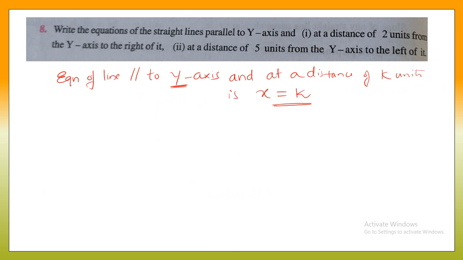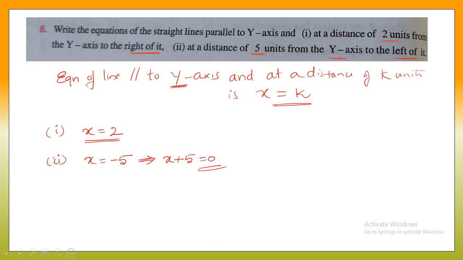So if it is on the right side, you need to consider k as positive. If it is on the left side, then you need to consider k as negative, right? So for the first bit, you can directly say the answer. What is the answer? x is equal to 2, because at a distance of 2 units to the right. So the answer is x is equal to 2. Next, coming to the second bit, left of the y-axis at a distance of 5 units, that means x is equal to minus 5. This x is equal to minus 5 I can write as x plus 5 is equal to 0, right? These are the questions of Roman number 1 in exercise 3a.